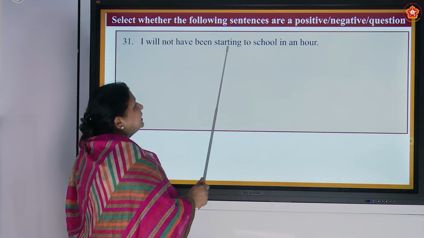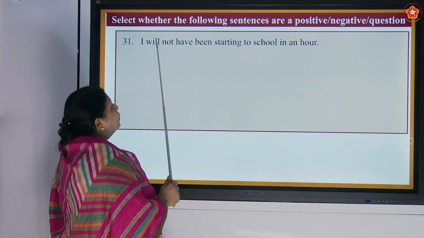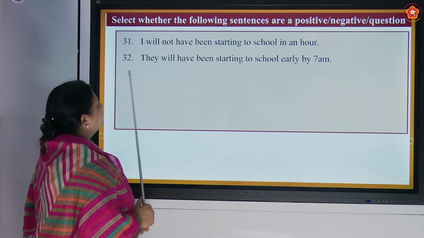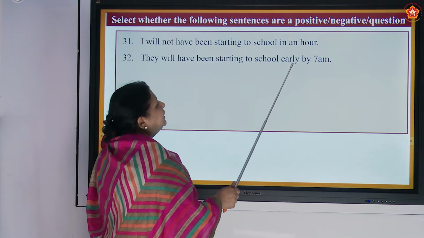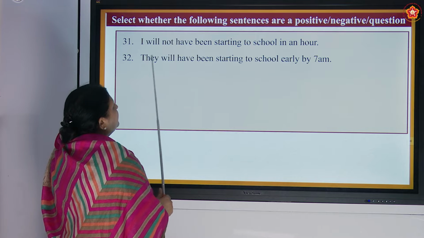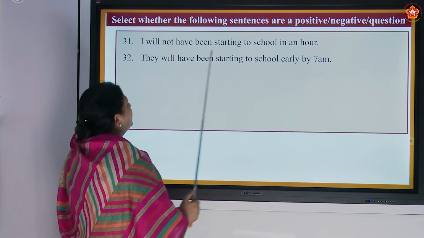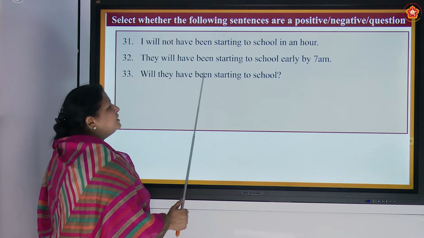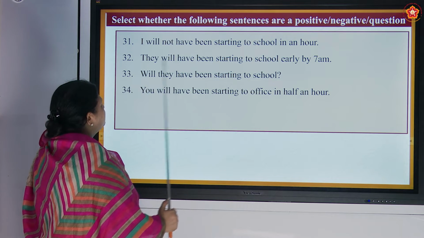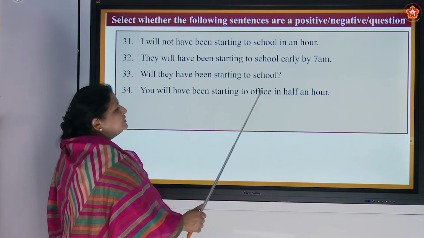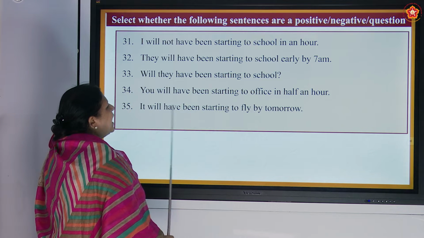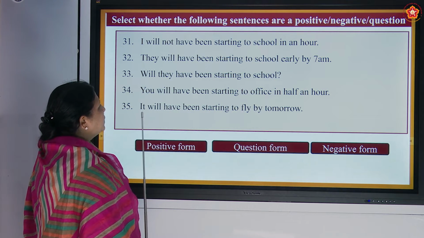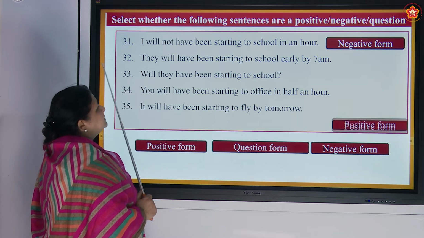I will not have been starting to school in an hour. What is this? Negative. Correct. They will have been starting to school early by 7 a.m. They will have been starting to school. Is it correct? No. Will they have been starting to school? Yes, it's a question mark. You will have been starting to office in half an hour. Okay. It will have been starting to fly by tomorrow. Okay. Now, see which is question and which is not. Yes, your answers are correct. Very good.